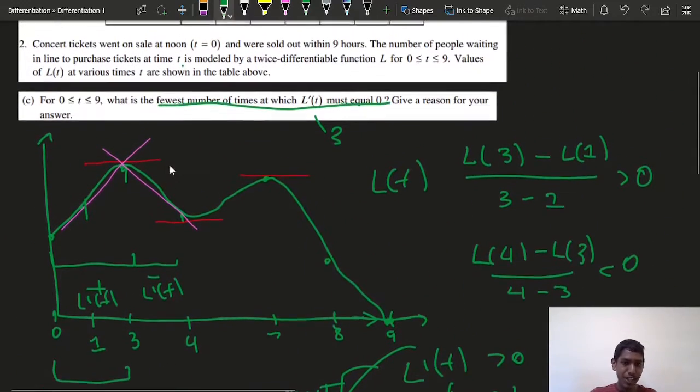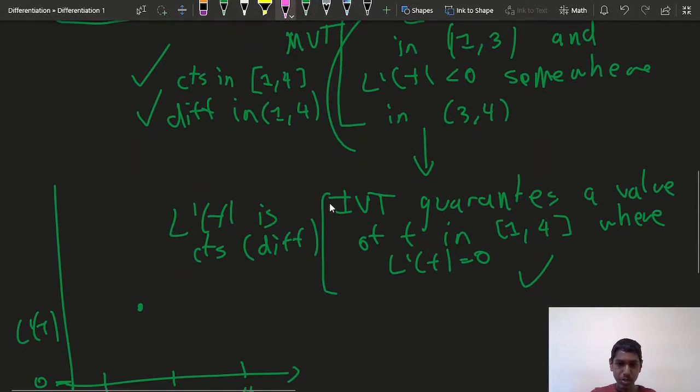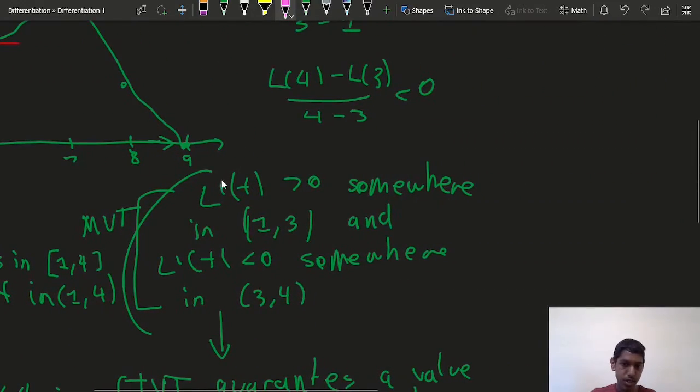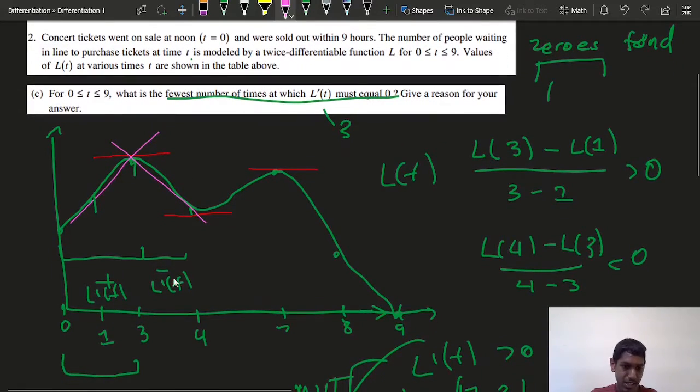So, okay, we've done the hard part, which is prove 1 zero. So we know that there's at least 1. So I'll take that off as 0 is found. Now we've just got to find 2 more, and I won't write as much as we did here for the first one because the next 2 are very, very similar. Except for this next one, we're just going to say that L of t is decreasing somewhere over here, and L of t is increasing somewhere in this 4 to 7 range.